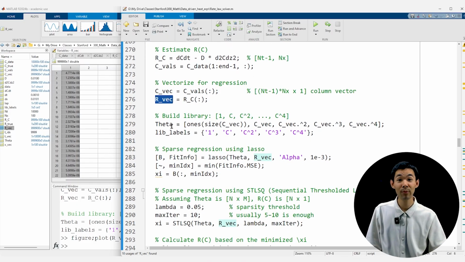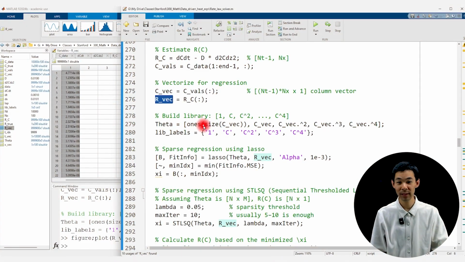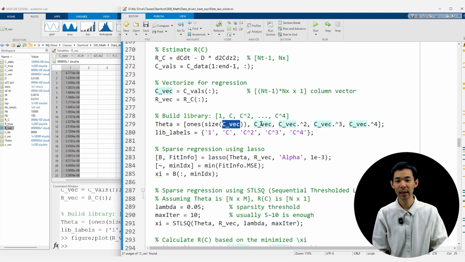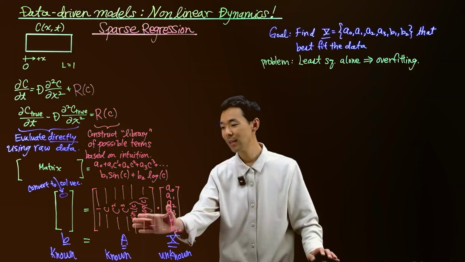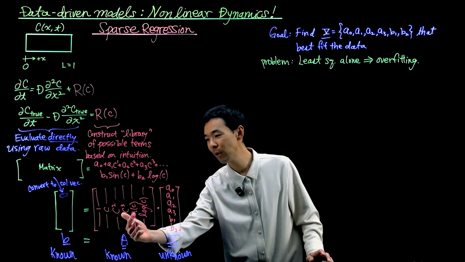And we're going to build our library. So here what we have is this matrix theta. I've called it theta in the code, but over here on the board, I've called it A. So we're going to make the A matrix, which is contained right here. So what we have here is the ones of CVec. So this is just an entire vector of ones. Here is the linear term, C. Here is the quadratic term, C squared, C cubic, and I've included a C to the 4th. So what I've included in this particular A matrix, or theta matrix, the library matrix, does not include sine and log C shown here on the board. I've instead just taken a polynomial to degree 4.